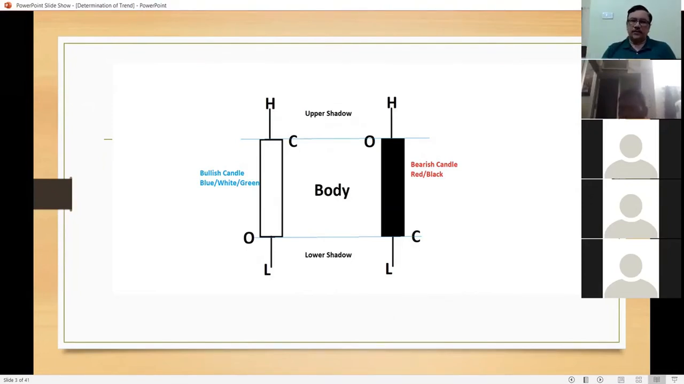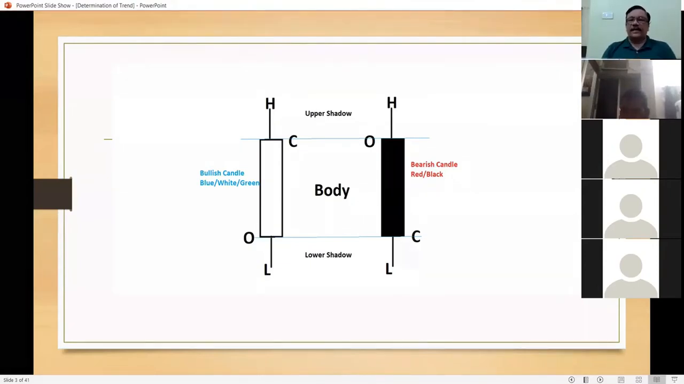Right side one, the bearish candle, also has these four prices, but opening is higher, closing is lower. This is called a bearish candle because price has come down during that time interval. The color used is red or black.